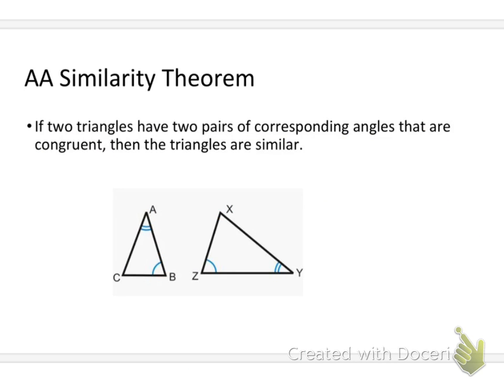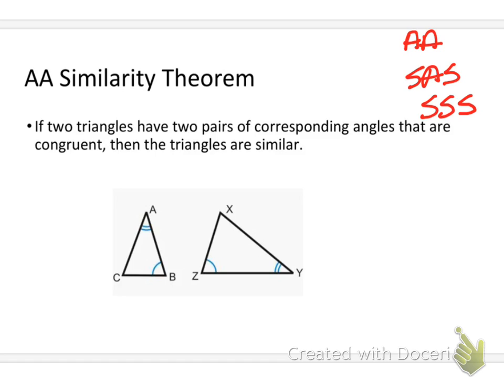Okay, so we're going to go through 3 different theorems. If asked to prove that you have 2 triangles, so this is our focus on triangles, proving that 2 triangles are similar, you can prove it by AA, SAS, or SSS. And we're going to go through each of these on the next 3 slides.